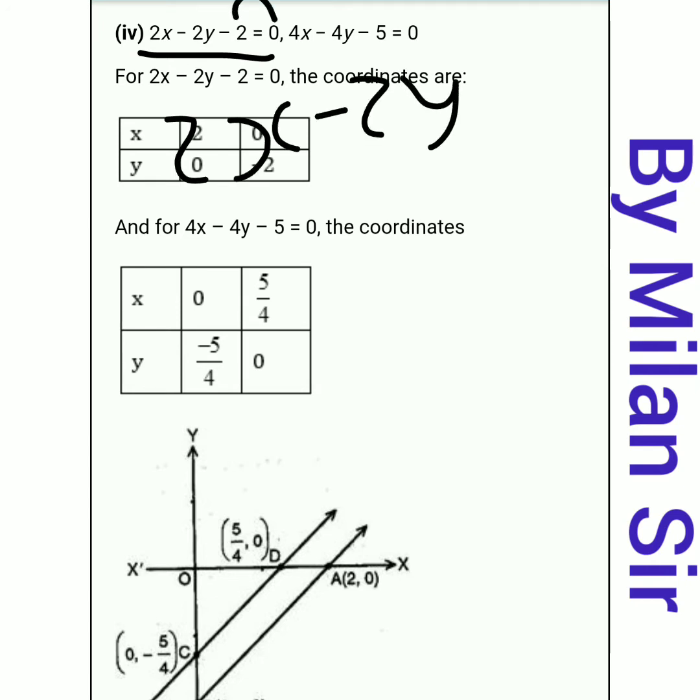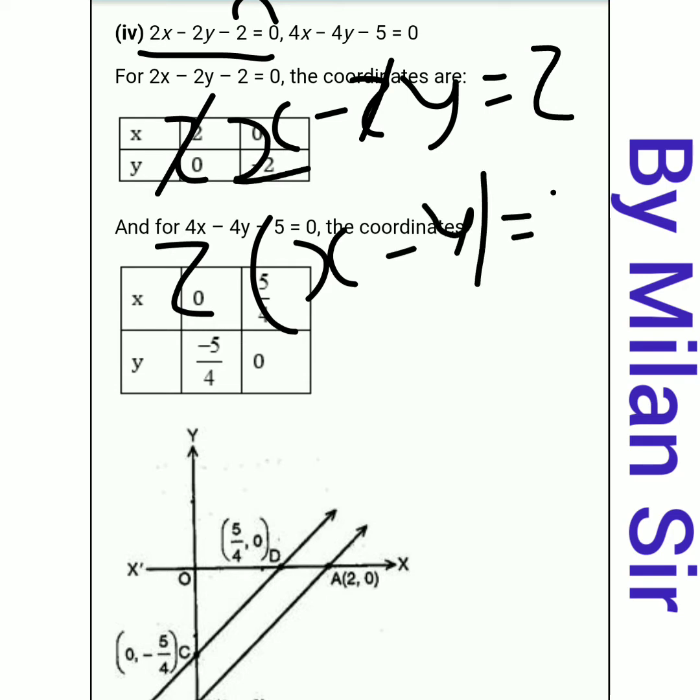If we transfer this minus 2 to the right hand side, it becomes plus 2. We can take 2 as a common factor. Then 2 is cut from here and 2 is cut from here because 2 is common. So what is remaining? x minus y. And on the right hand side also it's a 2, so 2 cancels. So finally we get x minus y is equal to 1.